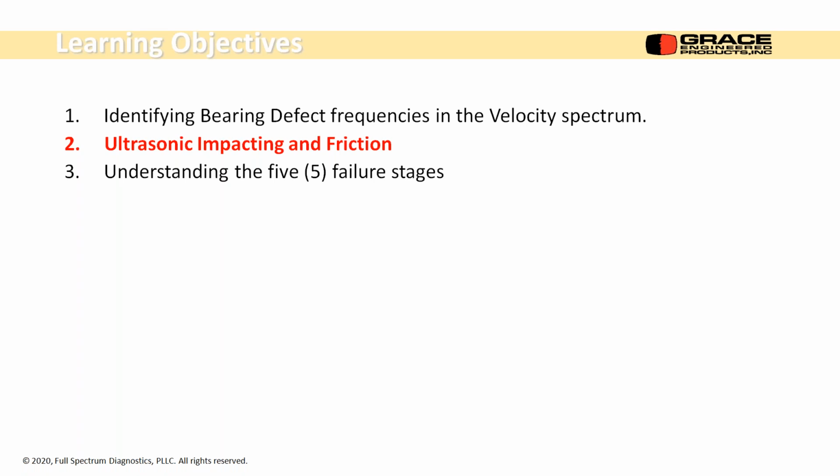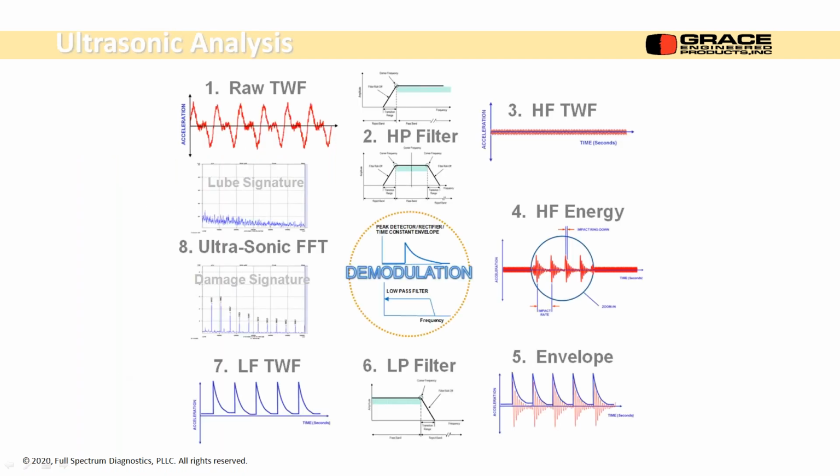But there's a better training method that we'll see before we'll ever see anything in the velocity spectrum. This is ultrasonic demodulation. Okay, so we're going to look at that, and then we're going to look at the failure stages of bearings. The whole thing is called demodulation. What it's doing is filtering the time waveform that we would normally collect, and we're looking for high frequency impacting. Okay, and we'll walk through the 7 or 8 steps real quick and see what's going on.